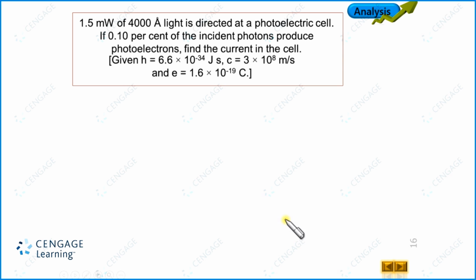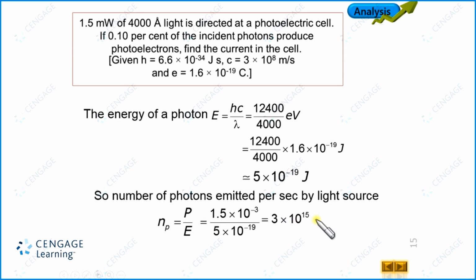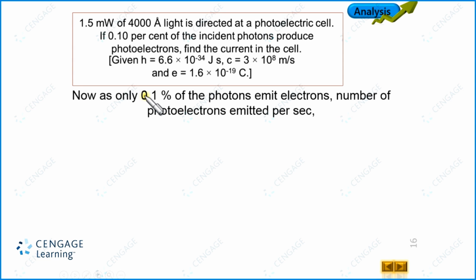Now we are given that 0.1% of the incident photons produce photoelectrons, and we have calculated the number of photons, 3 into 10 to the power 15. That means if we want to find the number of electrons, we need to calculate 0.1% of this quantity. So the number of electrons emitted should be 0.1% of this quantity, that is equal to 3 into 10 to the power 12. Okay. Now let us find the current.